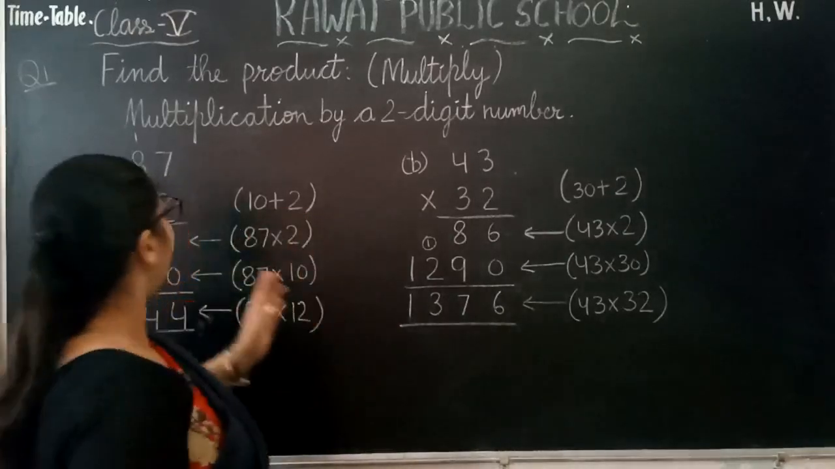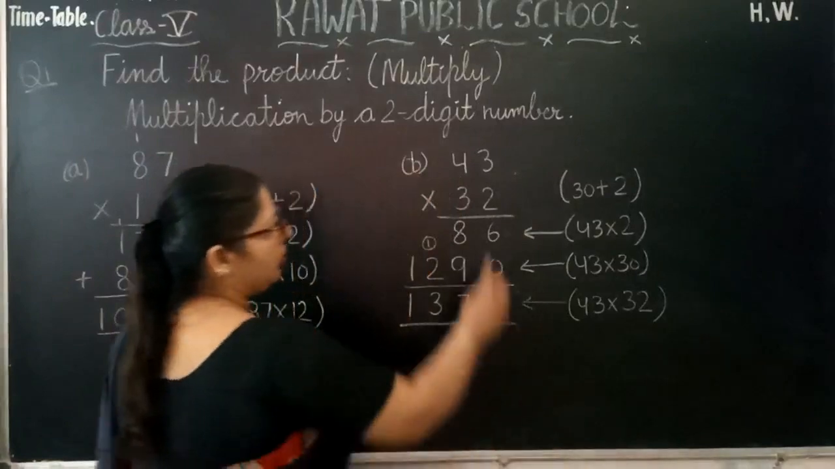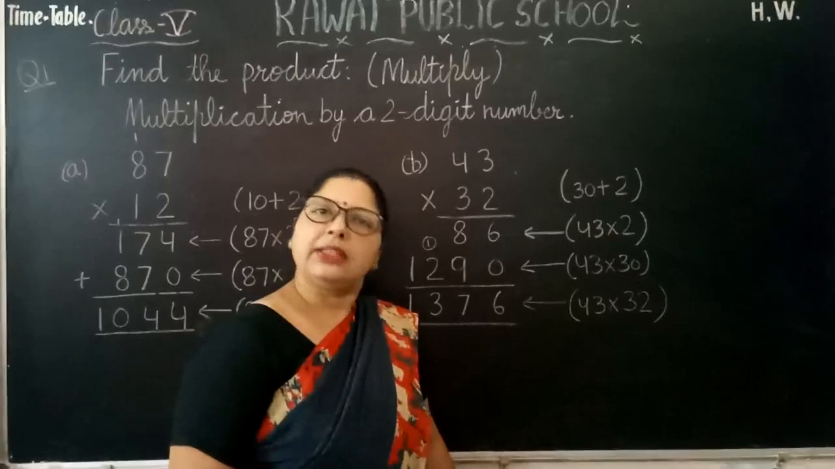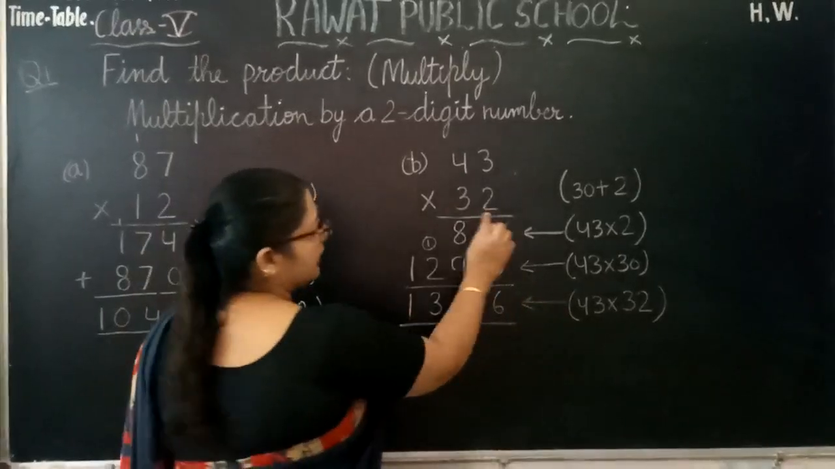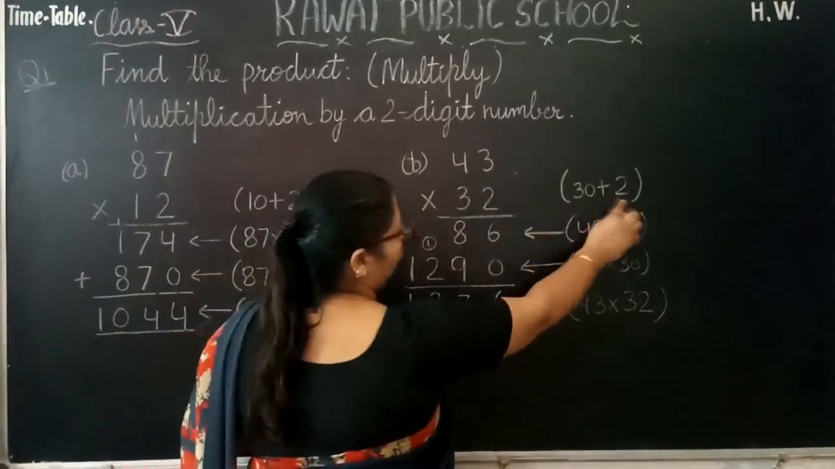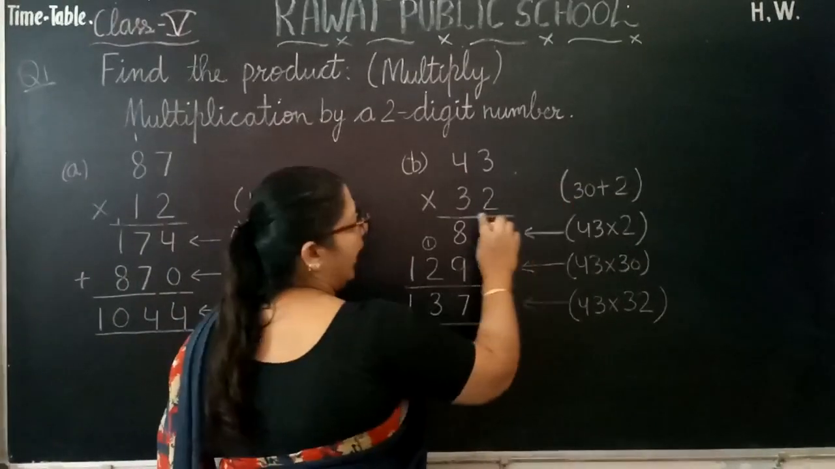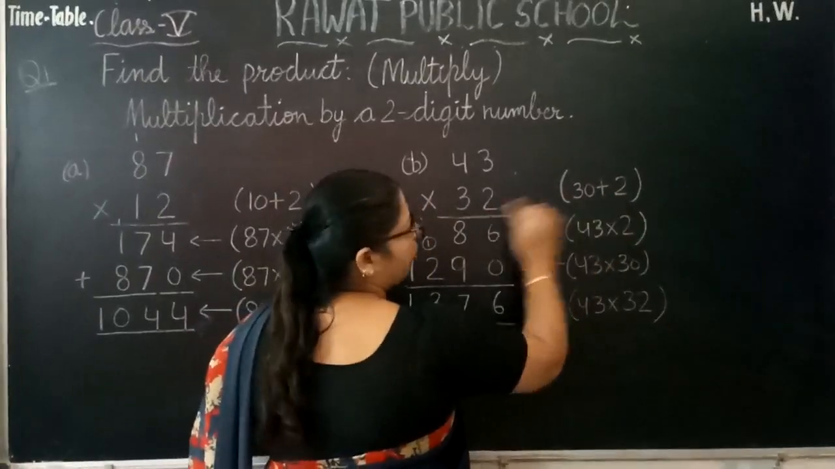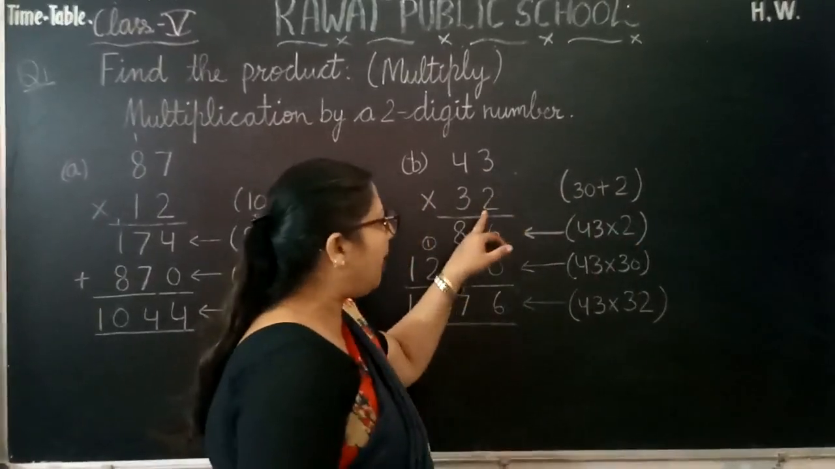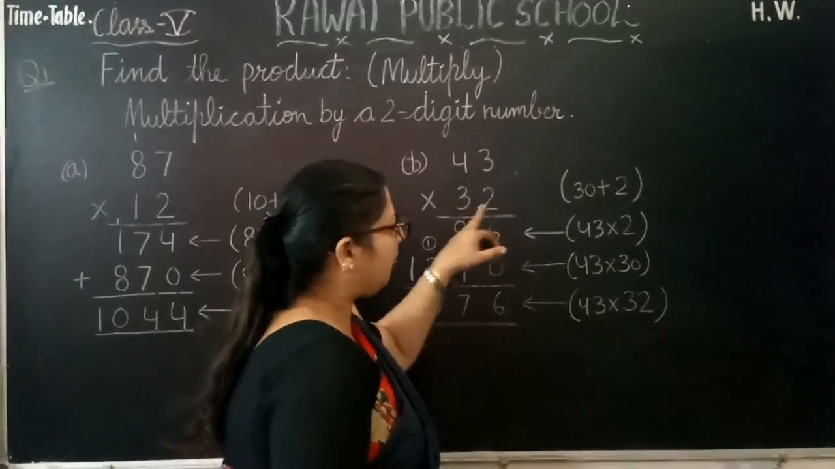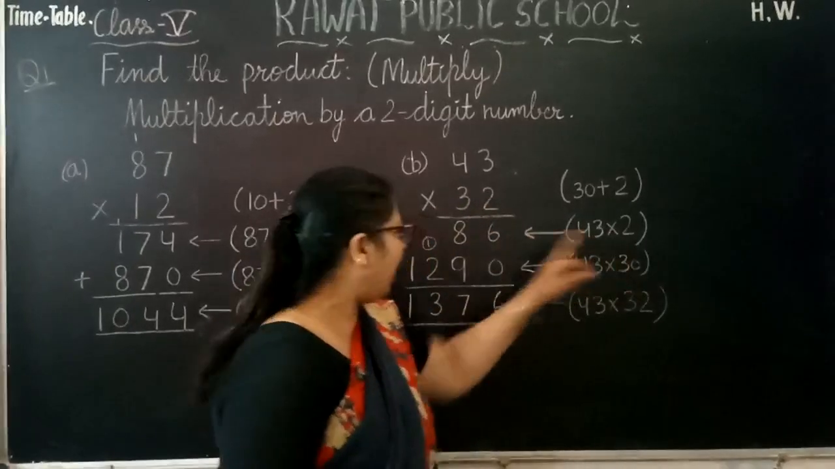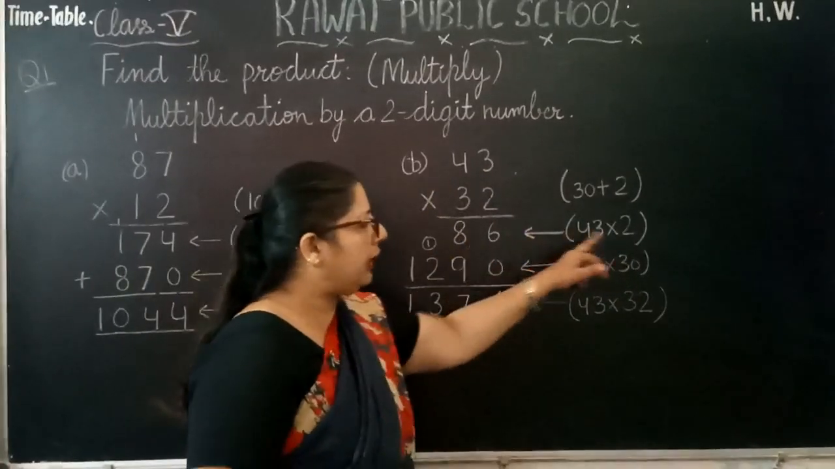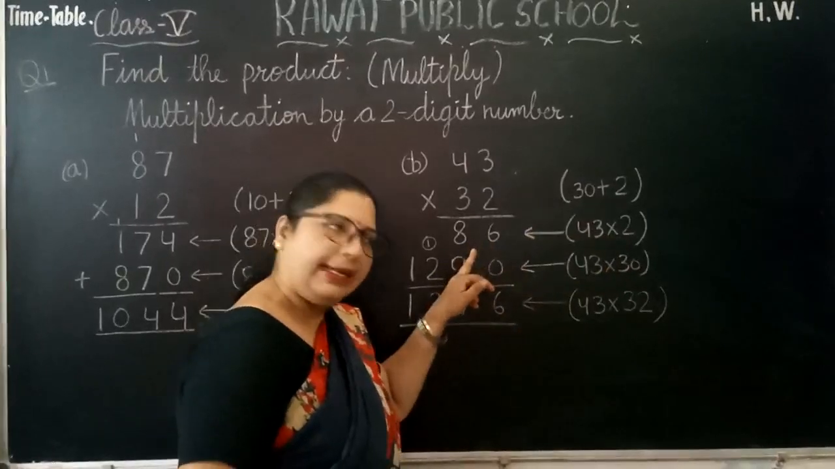So students, write down sum number A. Now the second is also a two-digit multiplication. First 43. Write down sum number B. 43 multiplied by 32. Again, 32 means 30 plus 2. The place of 3 is tens and the place of 2 is ones. First we multiply by the ones number. So 43 multiplied by 2. 2 threes are 6 and 2 fours are 8. So 43 multiplied by 2 is equal to 86.